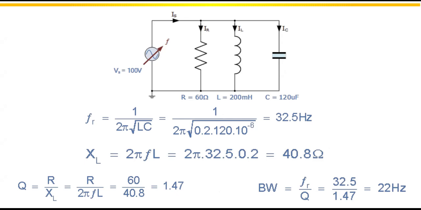Get that out of the way. By dividing resistance by the reactance. So we knew the reactance was 40.8 ohms, and the resistance is 60. So you get a Q of 1.47.